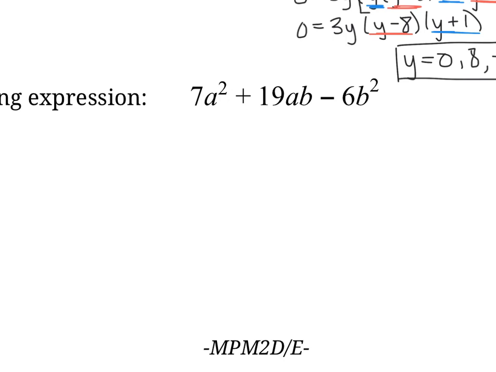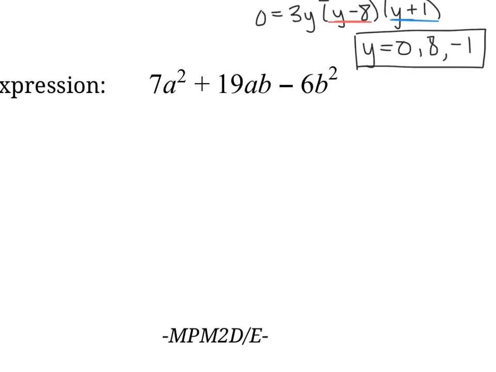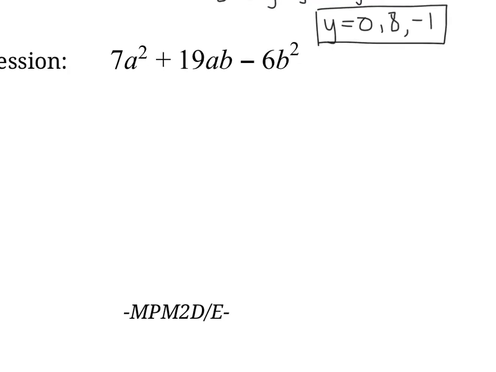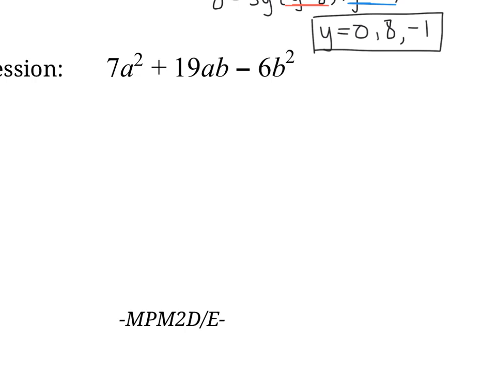But I do sort of see a standard form. I do have an a. Here's my a. This is sort of my b, and this is sort of my c, except it's not a constant. So let's try decomposing it. And we know we can always check if we've got it right by just expanding it after. So let's just use the rules of decomposition. We would be looking for two numbers that multiply to 7 times negative 6. So they're going to multiply to negative 42.